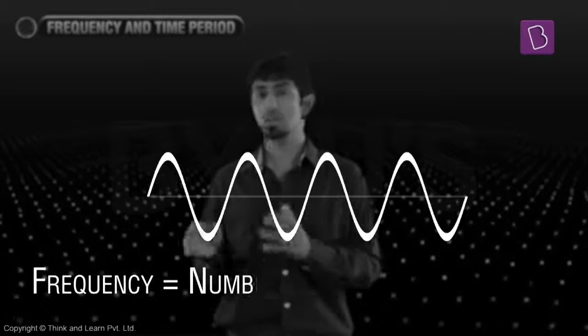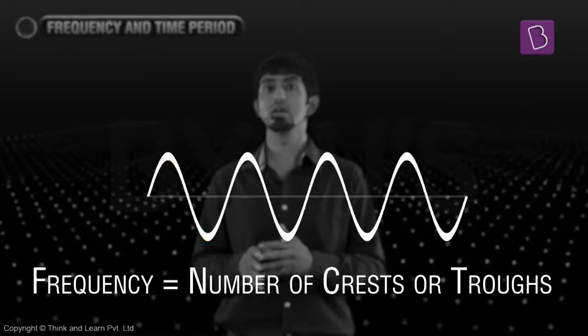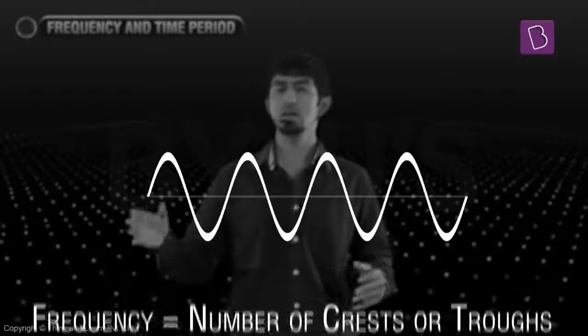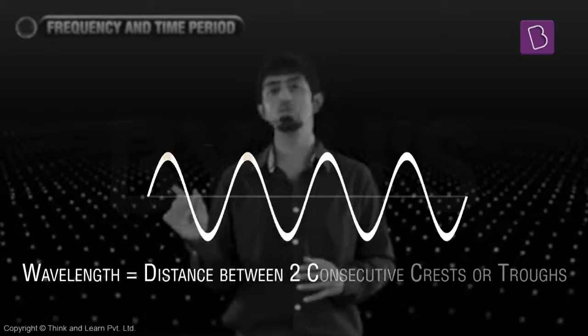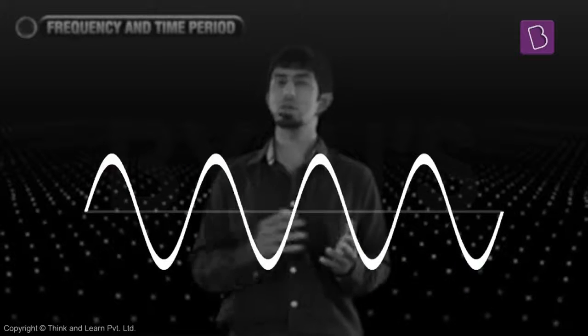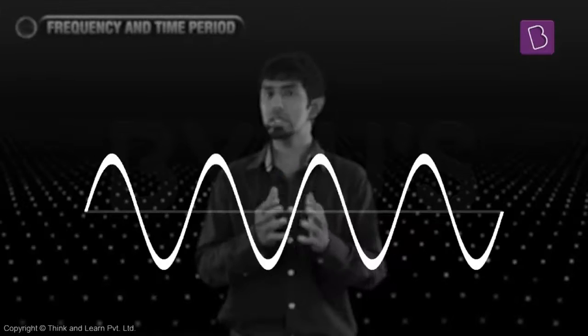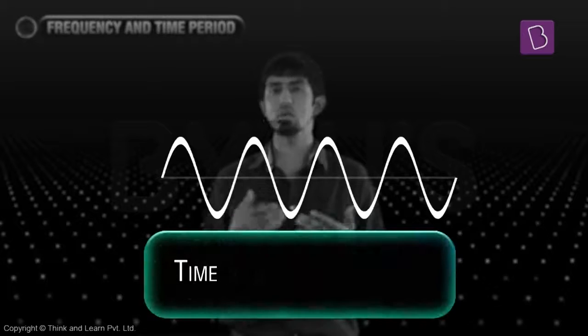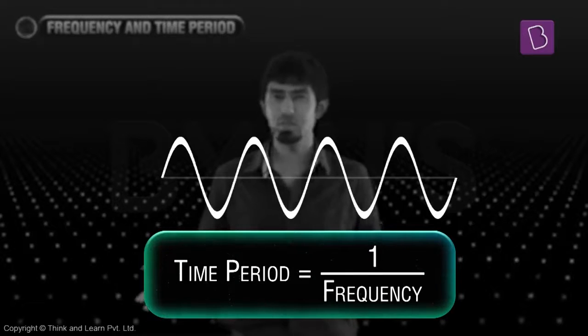So your frequency, which is the number of crests or troughs in a unit of time, usually a second, and wavelength is the distance between two crests or two troughs. And now you have to calculate something called time period, right? Now it's very easy to calculate that. That's going to be exactly 1 by the frequency. Now why is that true?